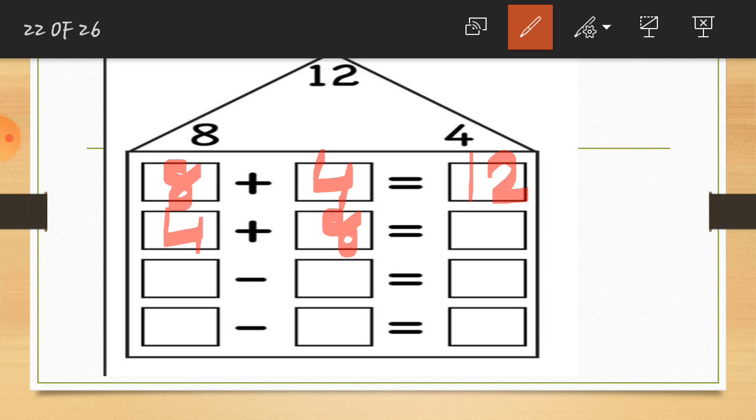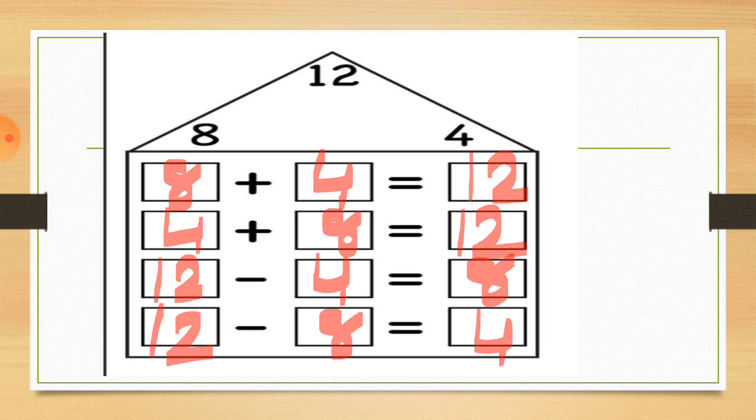So 4 plus 8 is equal to how much? 4 plus 8 is equal to 12. Now let's take 12 first. 12 minus 4 is equal to 8, and 12 minus 8 is equal to 4 here. So this way we have to complete this family number. Hope you understood this family number, how it works, how we can fill the numbers.